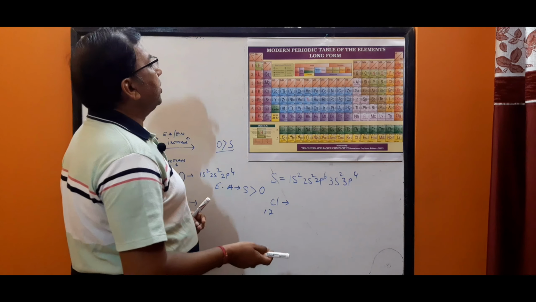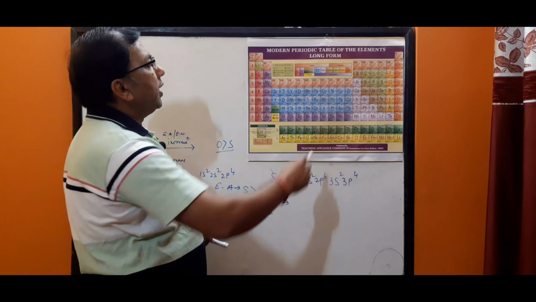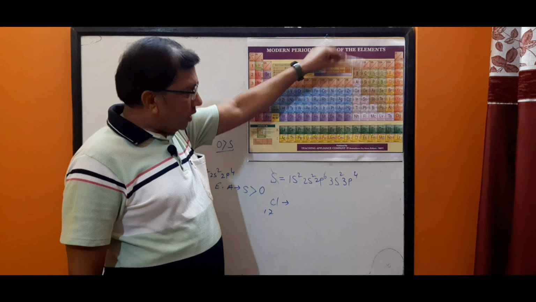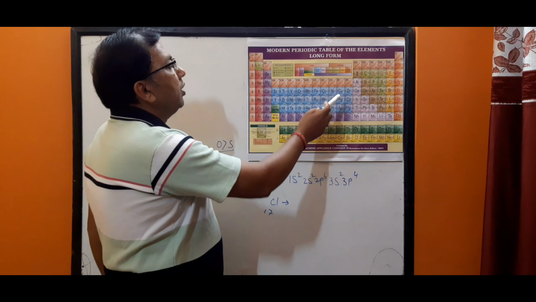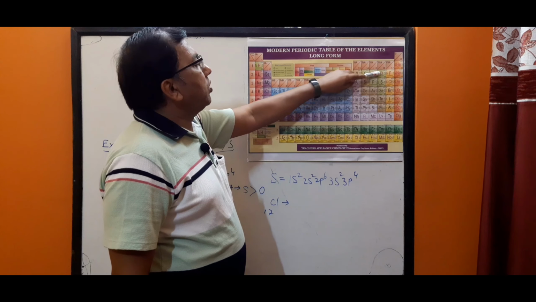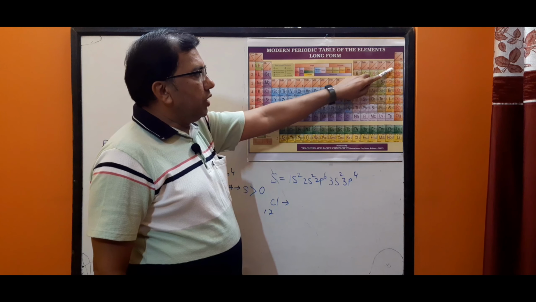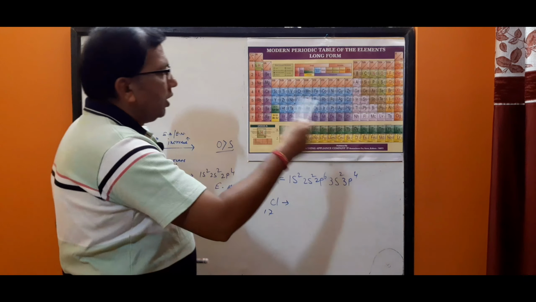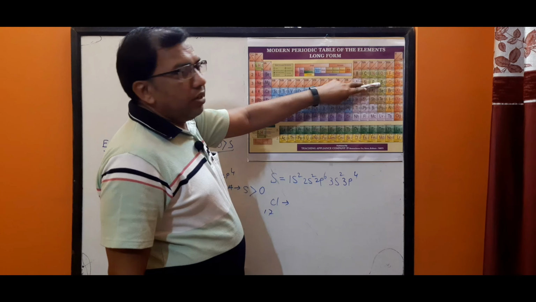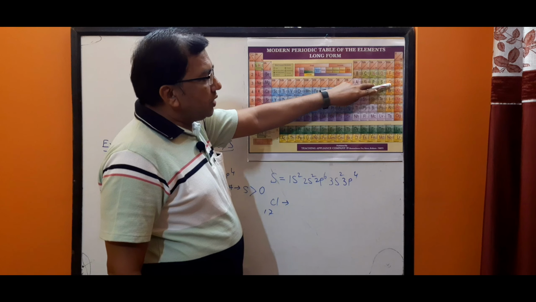So what exception? In the period it is increasing, and group-wise the value of electronegativity or affinity is decreasing. So what do we see here with oxygen and sulfur, fluorine and chlorine? Oxygen should be greater than sulfur, lesser; fluorine greater, chlorine lesser. But you will see here it is reversed. Electron affinity of sulfur is greater than oxygen, and chlorine is greater than fluorine.